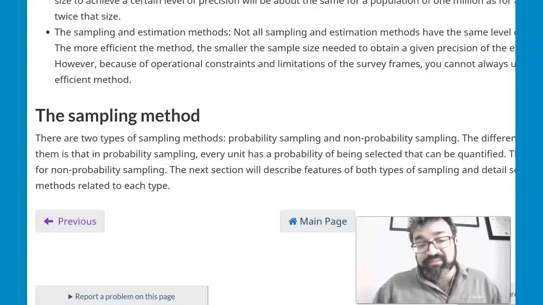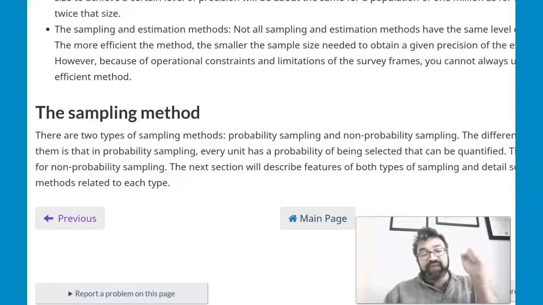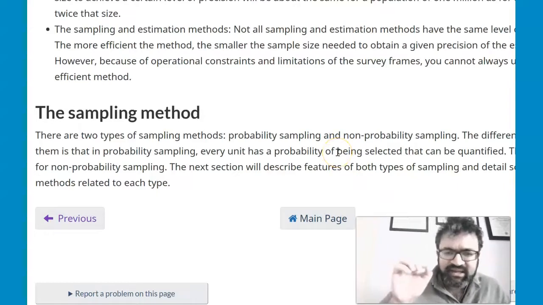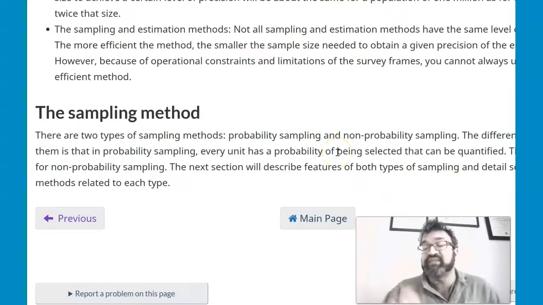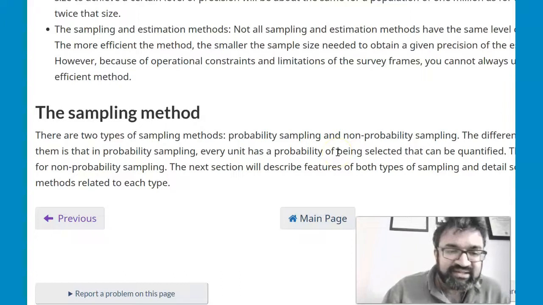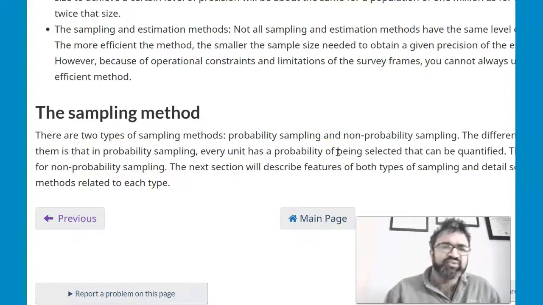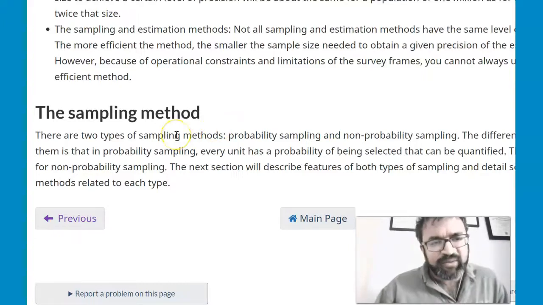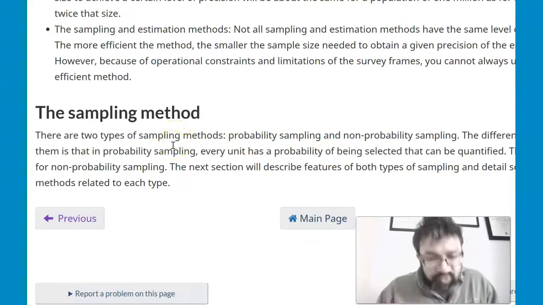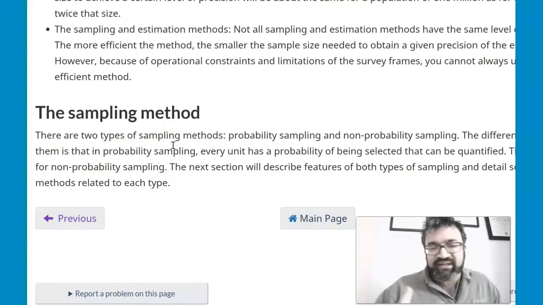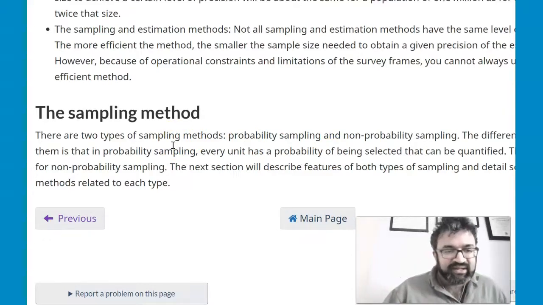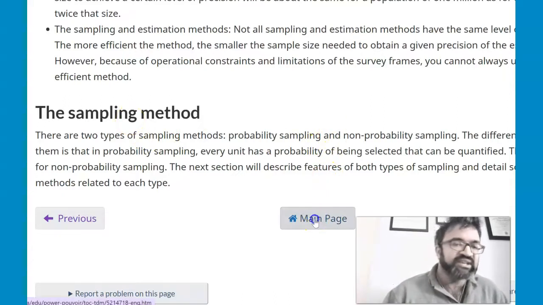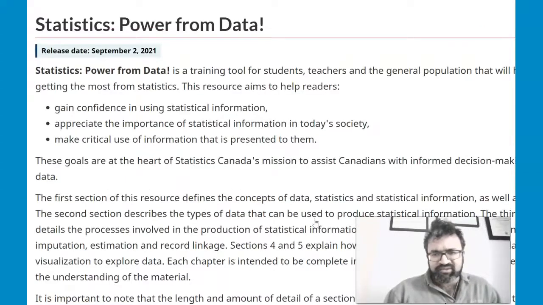Mainly, if you think about the types of sampling methods, I want to end with this. There is probabilistic sampling and non-probabilistic sampling. The difference between them is that in probabilistic sampling, every unit has a probability of being selected and that can be quantified. But in non-probabilistic sampling, you can't really do that. These are some of the main types of considerations.